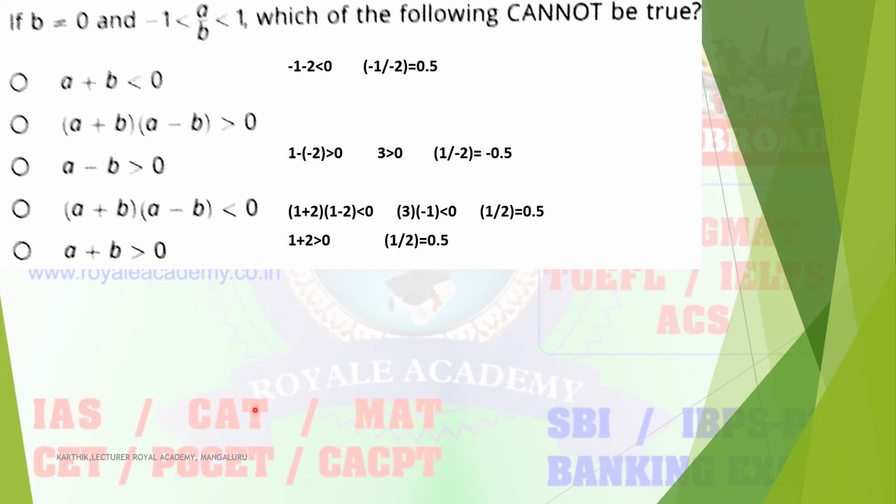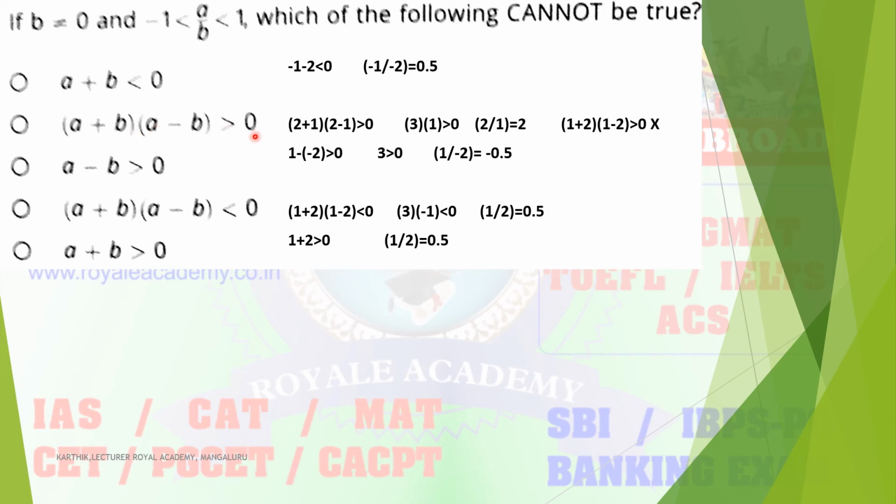Next, last one, a plus b is greater than 0. So I will take a is equal to 1, b is equal to 2. So 3 is greater than 0. So it satisfies the condition. Next apply to the following expression. So a I have taken 1, b is 2. 1 by 2 is 0.5. 0.5 is in between minus 1 to 1. So it satisfies the condition.